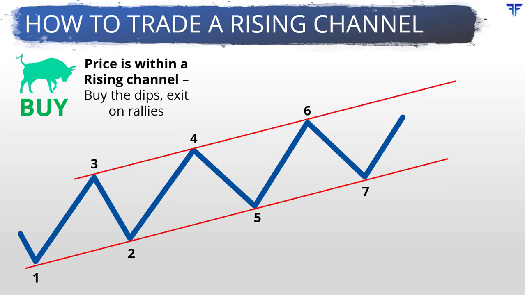Contrarian and risky traders could also consider establishing short positions at points 4 and 6 and use points 5 and 7 to exit from these short positions. However, keep in mind that such strategies are risky because you are trading against the overall trend.